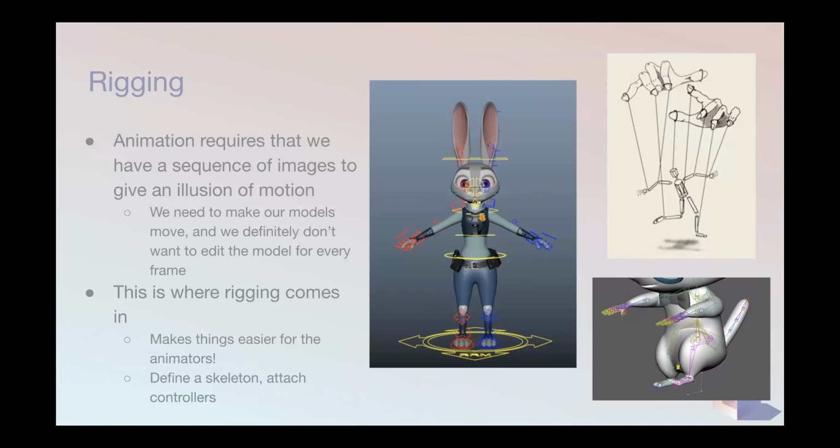All right, and the next step in the pipeline is rigging, which is kind of like attaching a puppet skeleton sort of thing to our 3D characters so that we can give them the illusion of motion and move them around and control them. So it's basically just an easy way to make it so that these character models can be manipulated by animators and moving around in 3D space.